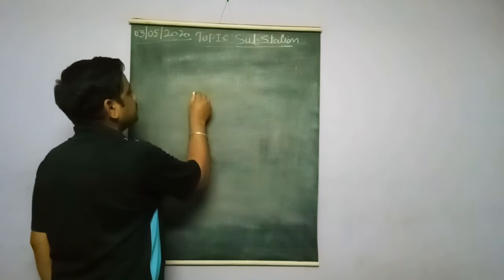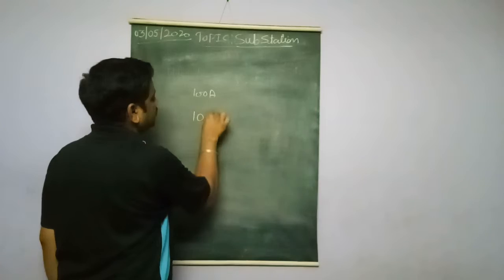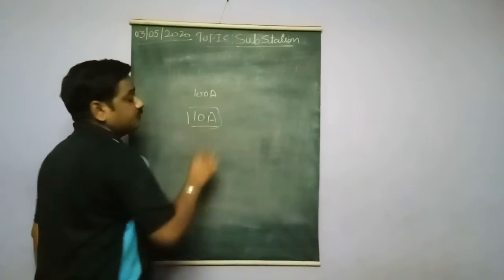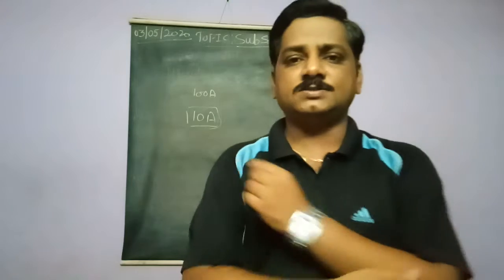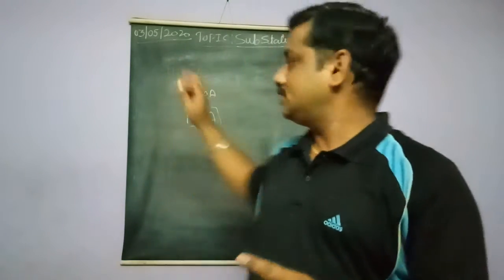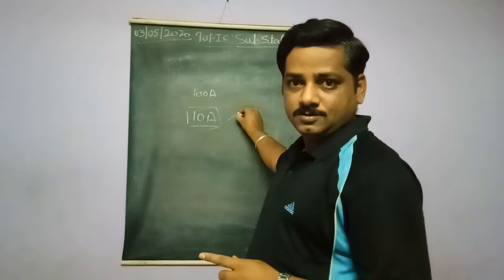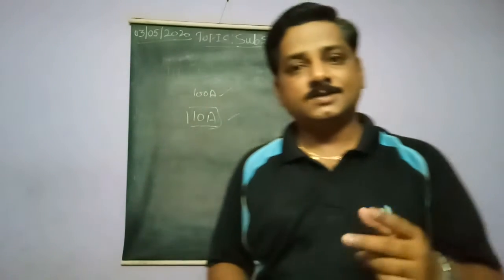Like if you want to measure a current of 100 amps and I say I have only a 10 amps meter. So using a 10 amps meter, can we measure 100 amps? It will be difficult. It is going to burst out. But now, using a current transformer, I can use this 10 amps meter to measure this 100 amps. So that is the advantage of a current transformer.